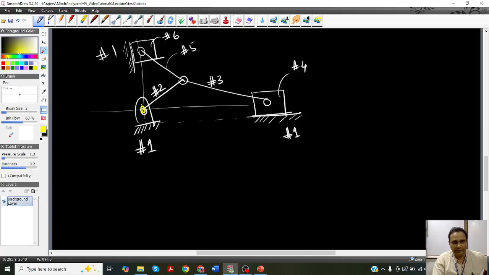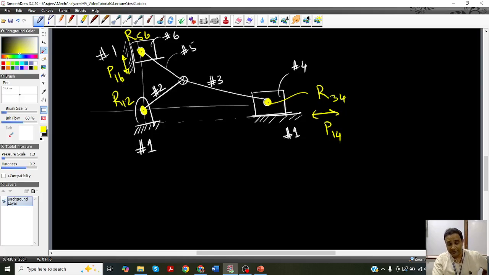Now let's label. There's a revolute joint between 1 and 2. I'll come here later. This guy is a revolute joint between 3 and 4. There's a prismatic joint between ground and slider, that is 1 and 4. I'll come here. There's a revolute joint between 5 and 6. And there is a translation joint between 1 and 6.